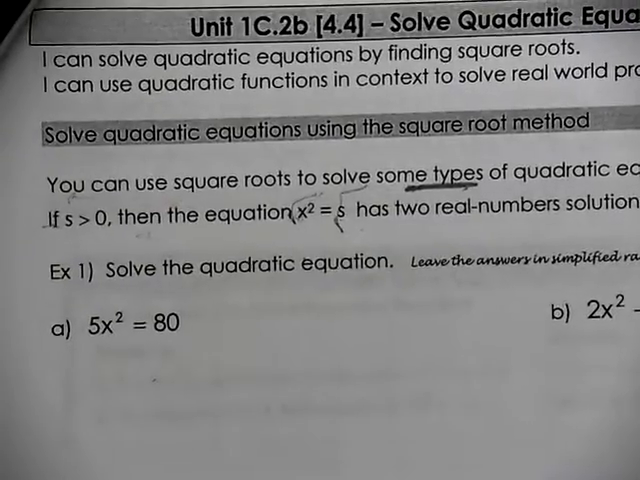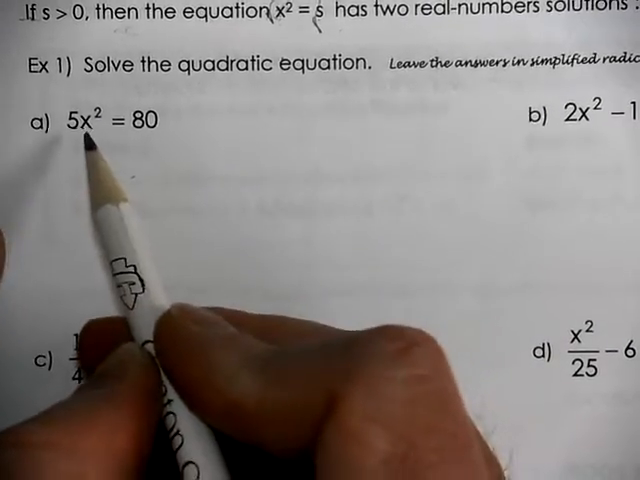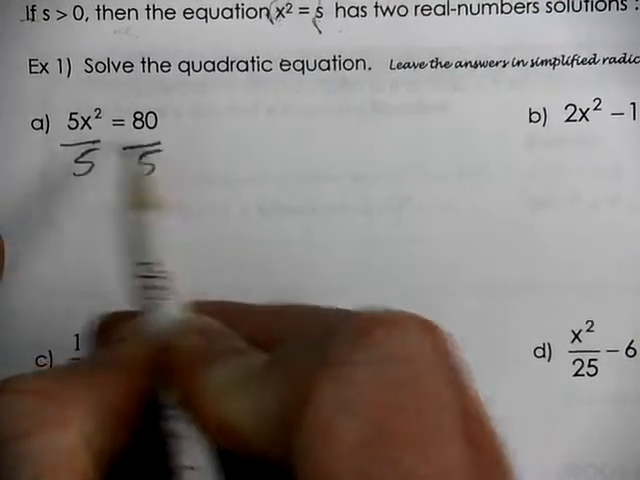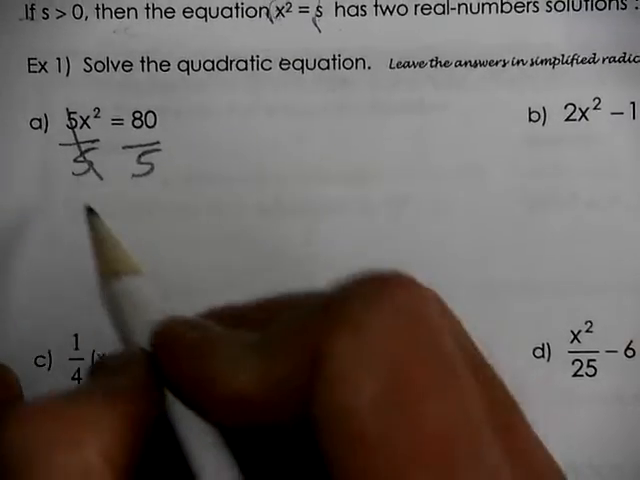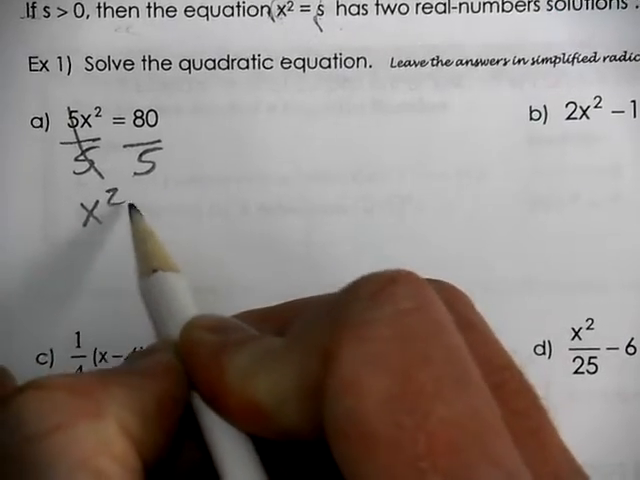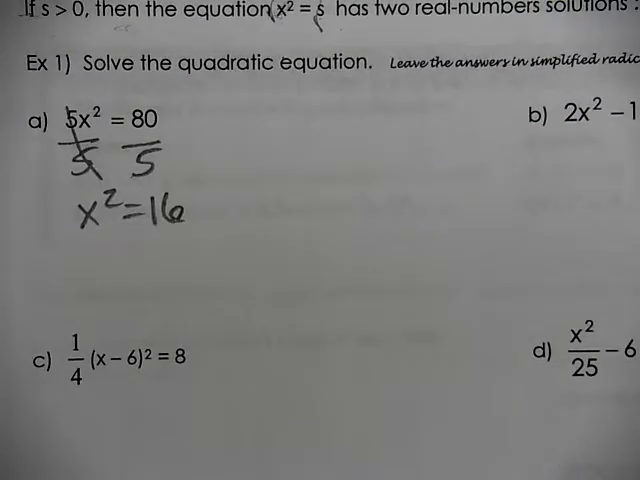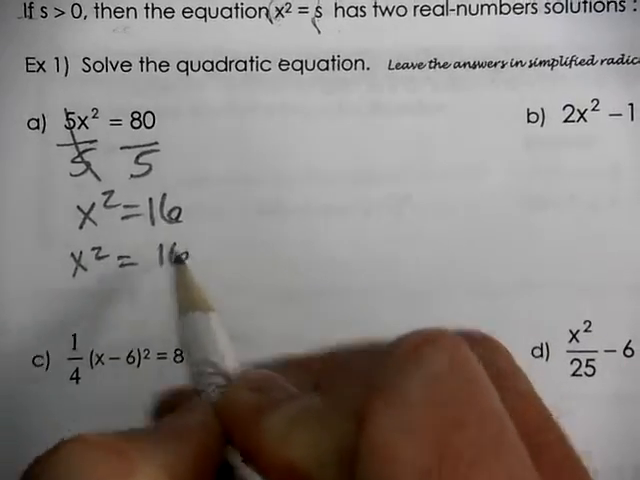So what we're doing here first is isolating the x squared. You want to get the x squared all by itself. To do that, we are going to divide by the 5. You cannot take the square root yet. So we have x squared equals 16. I'll write it again just for fun.